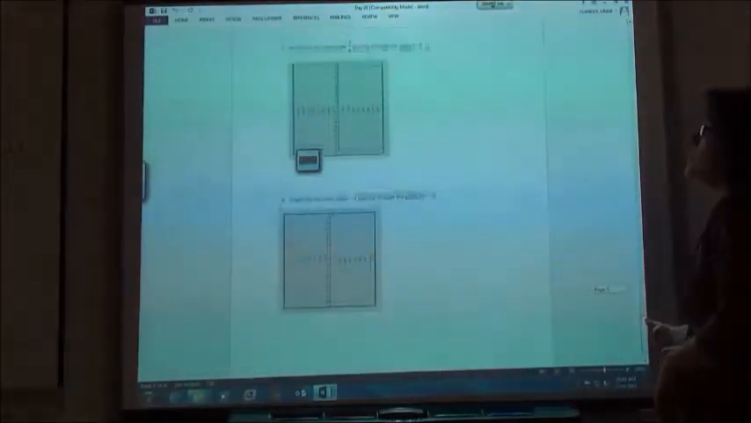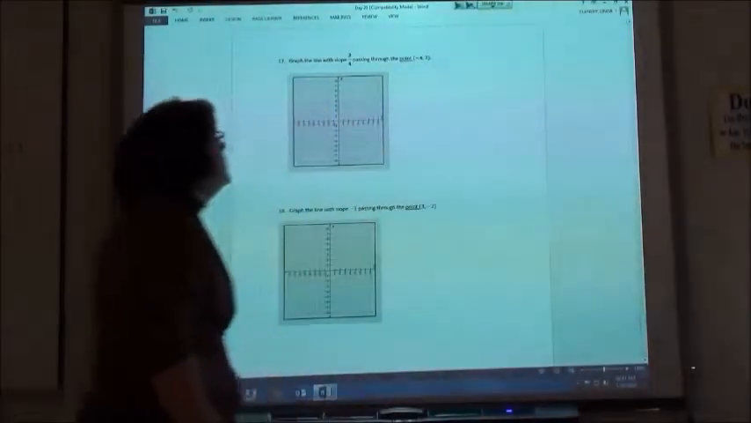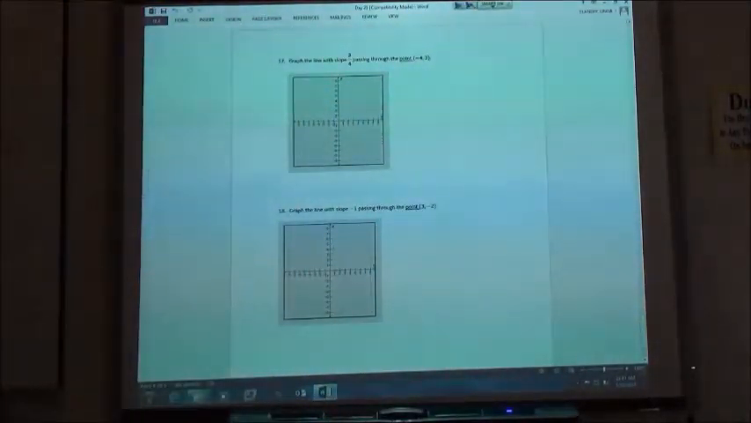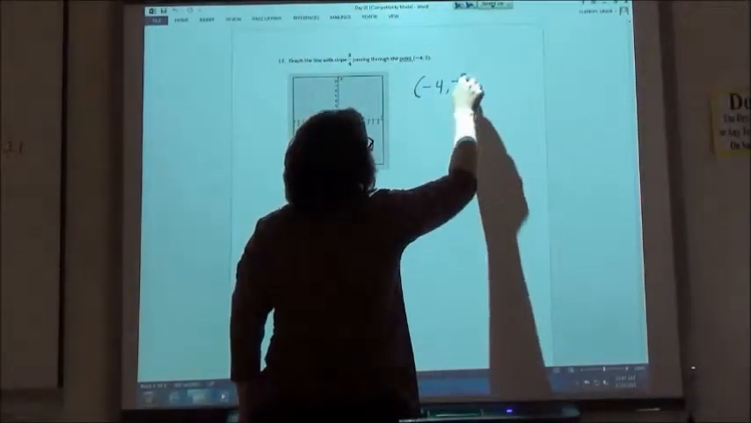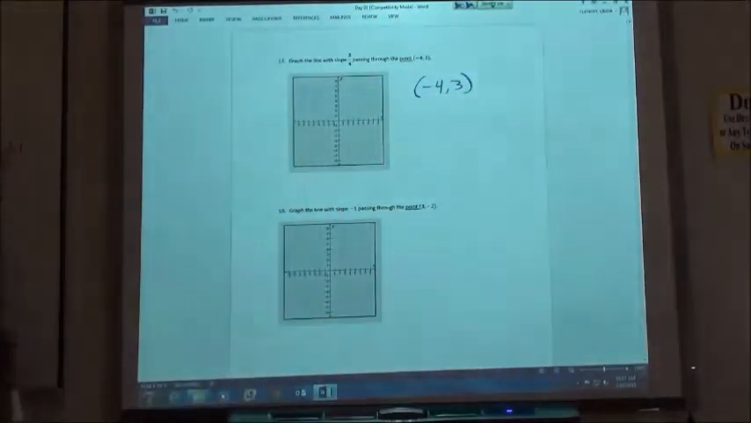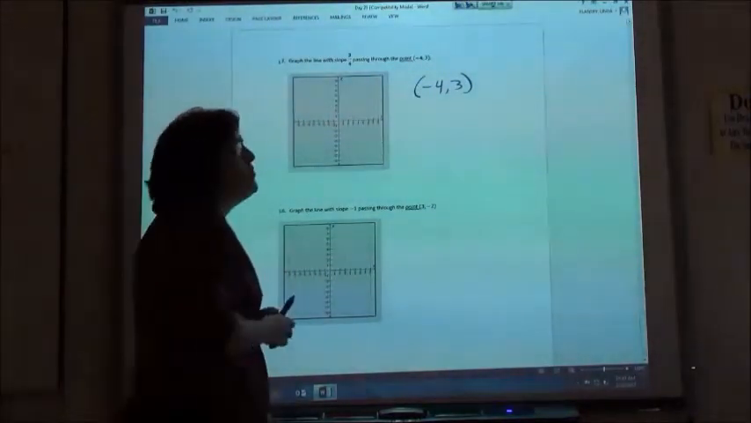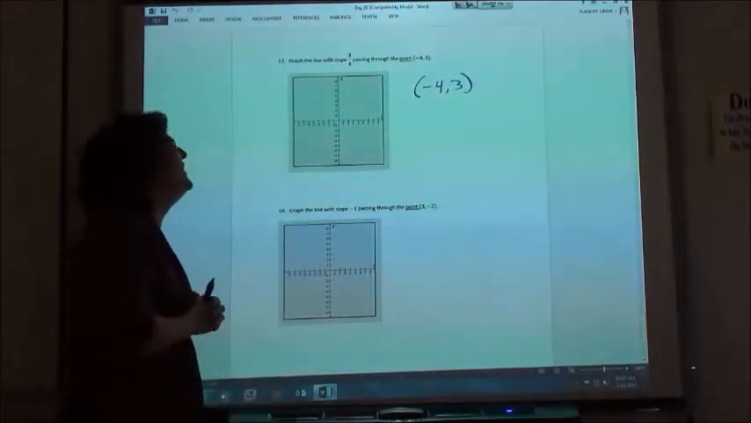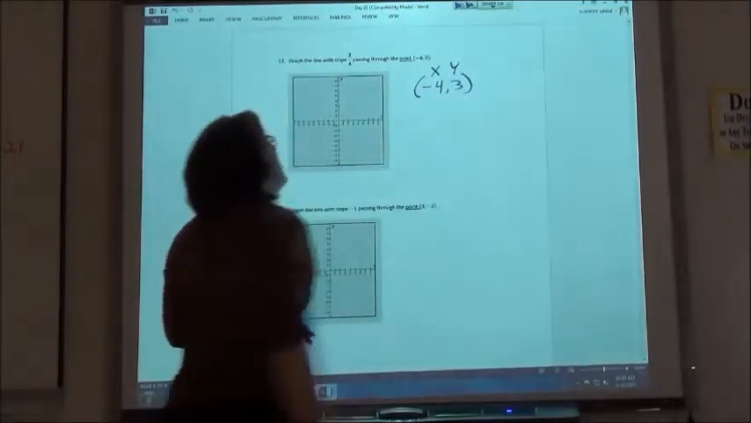So the next one says we want to graph the line with the slope of 3/4 that goes through the point negative 4, 3. So we're going to start by putting the point negative 4, 3 on our graph. Where's that point going to go? Negative 4, 3. This is a point, not a slope.